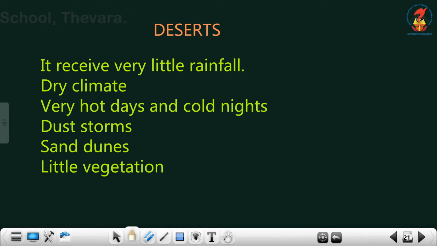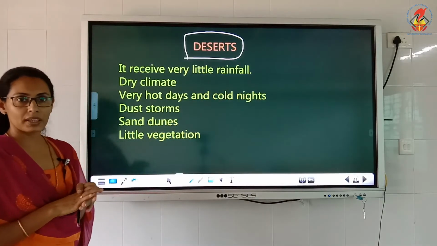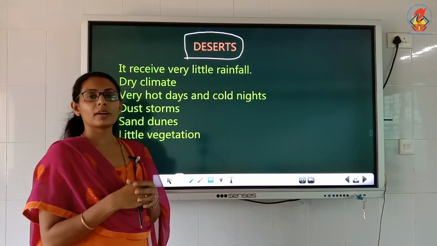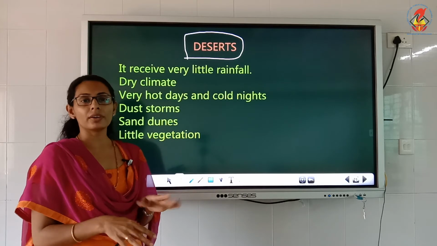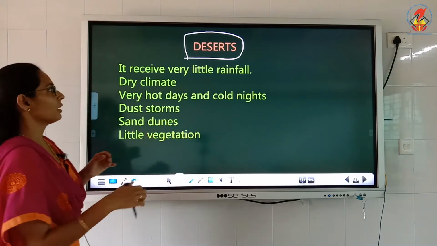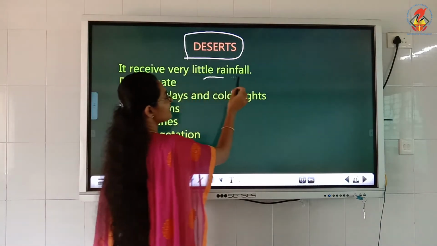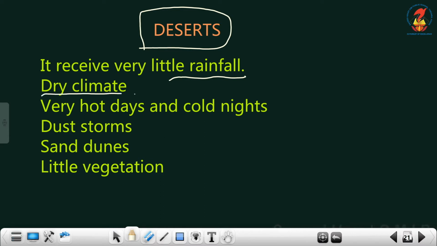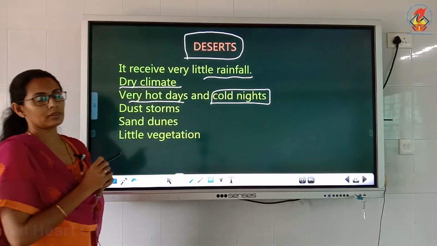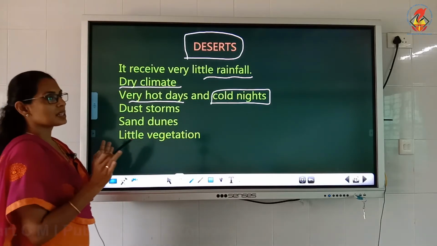Another important major landform is desert. We know that. What do you mean by desert? When we hear the name, what is in your mind? It's very hot, full of sand. The same here, it receives very little rainfall and has a very dry climate. But days are very hot, and the nights are very cold.